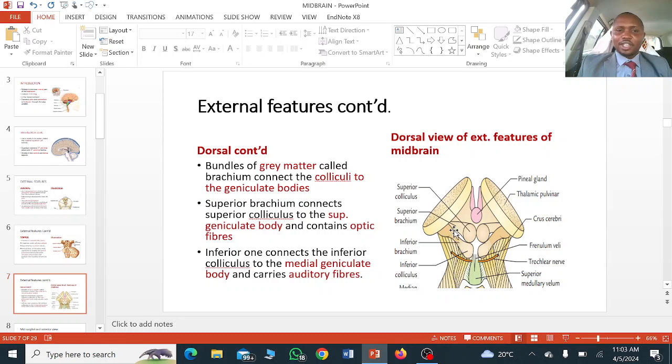These terminate into the respective geniculate bodies, whereby the superior brachium terminates into the lateral geniculate body containing optic nerve fibers, and the inferior one connects the inferior colliculus to the medial geniculate body, which carries auditory fibers.